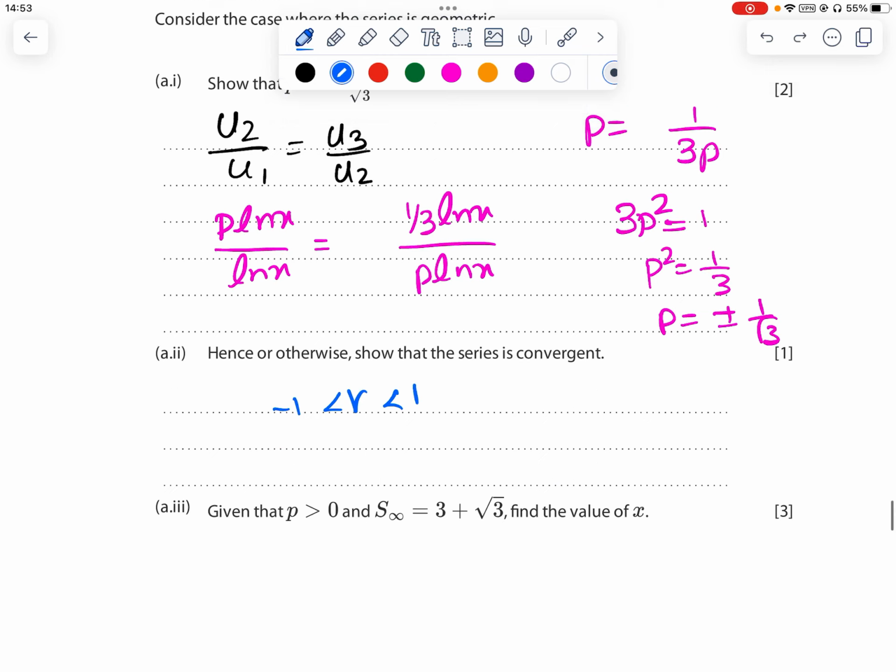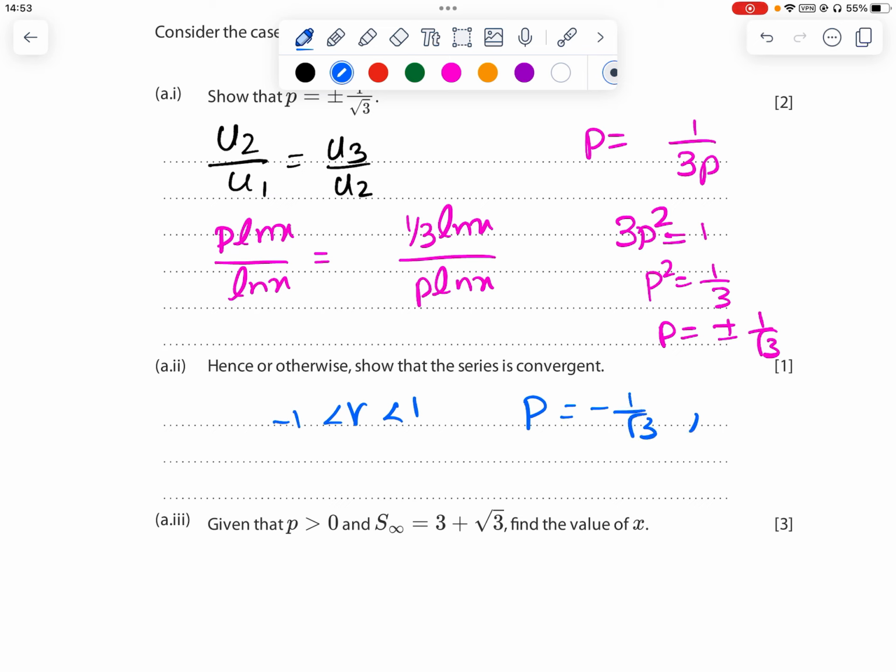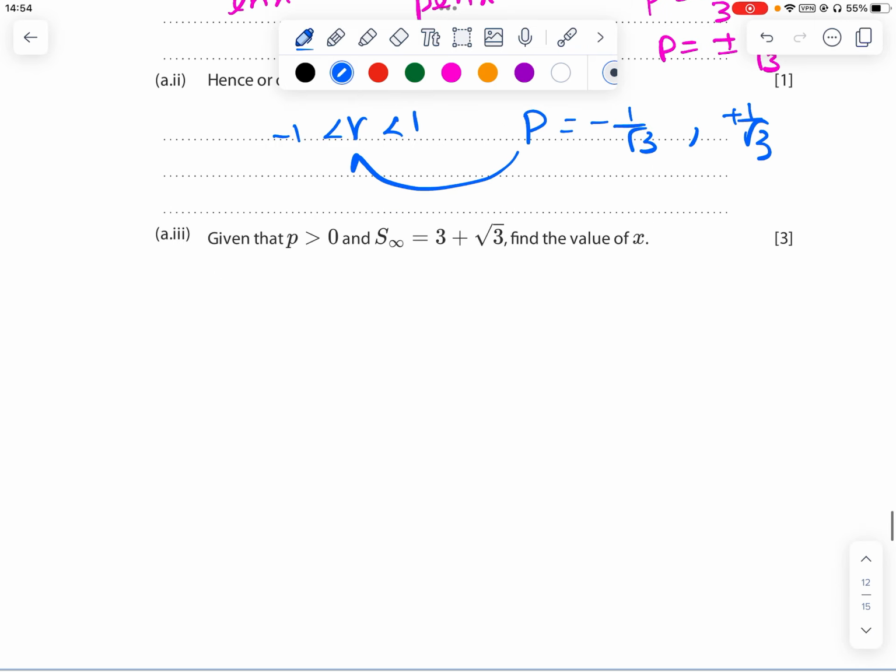What is the common ratio? P. We can see that p is either minus 1 upon root 3 or plus 1 upon root 3. It lies between negative 1 and positive 1. So therefore it is convergent. And S infinity is 3 plus root 3. Find the value of x.